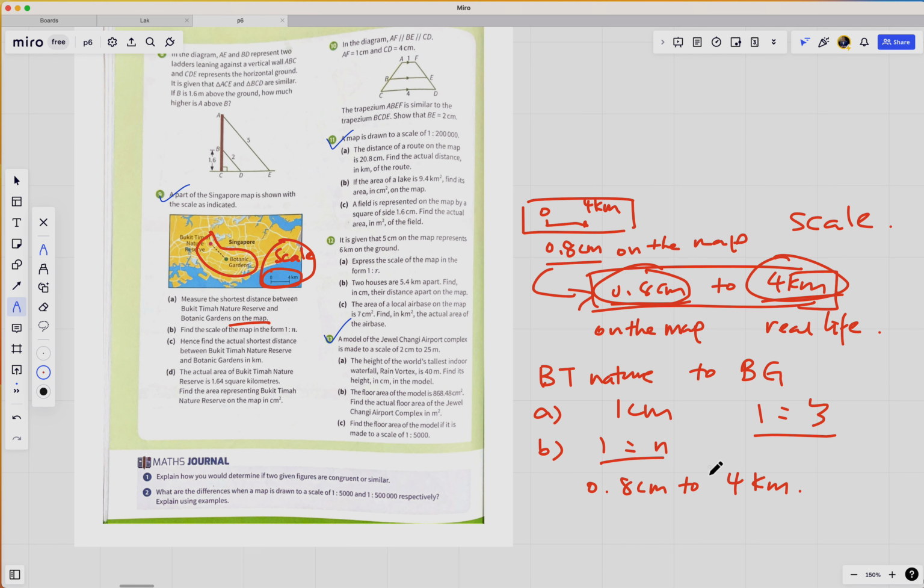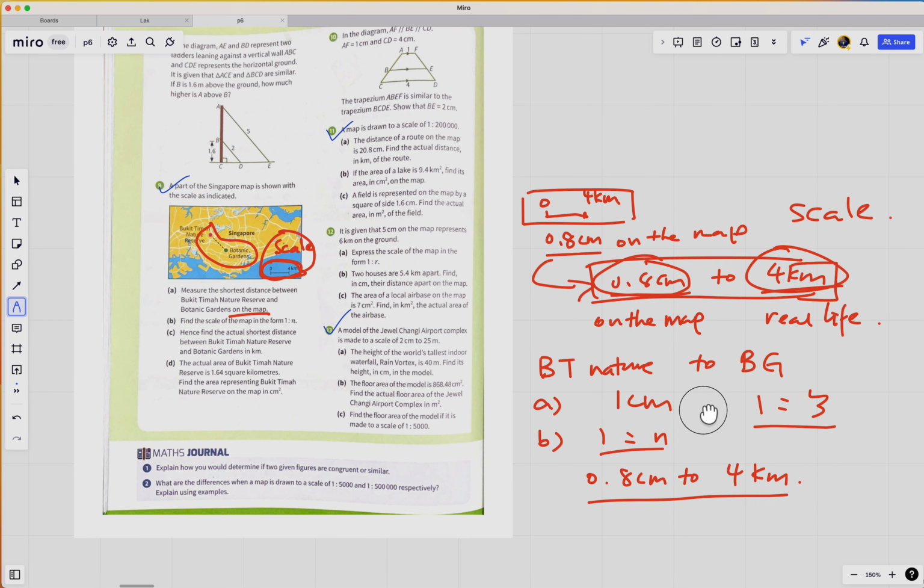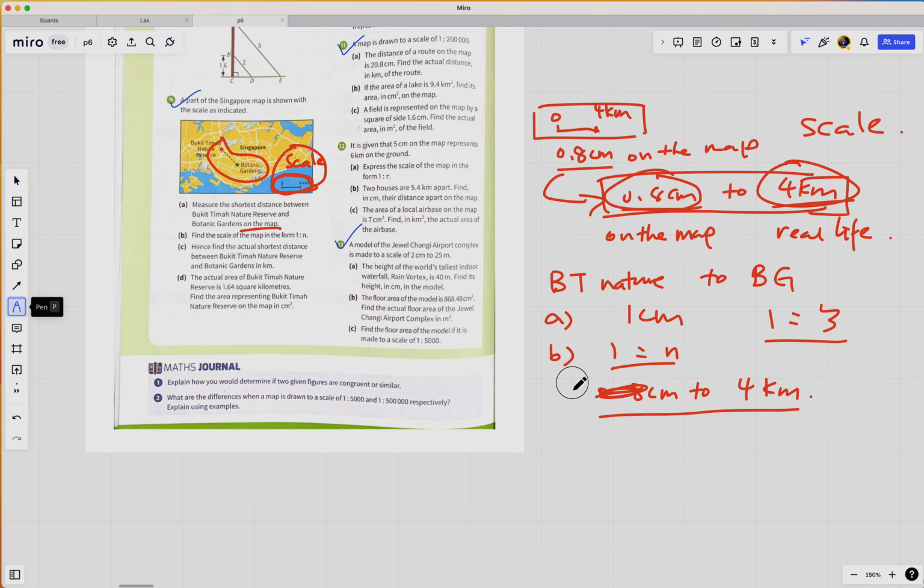So what is your n? 4,000 cm? Wait, not 4,000. Not true, 4,000,000. Not true. Do you know why? Your scale is 0.8 cm to 4 kilometer. It depends what the measurement here is. To you it is 1 cm. Never mind, if it's 1 cm then, if I do it your way, 1 cm is to 4 kilometer. For this 1 to n, do you know that if you have 1 cm to 4 kilometer, you write 1 to 4 kilometer in centimeters?